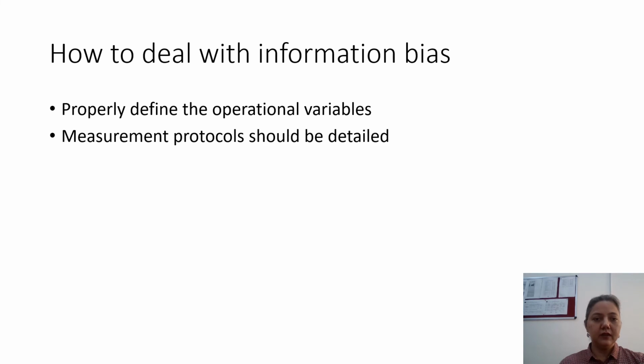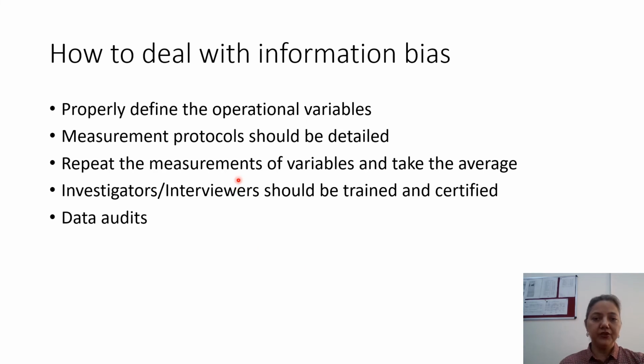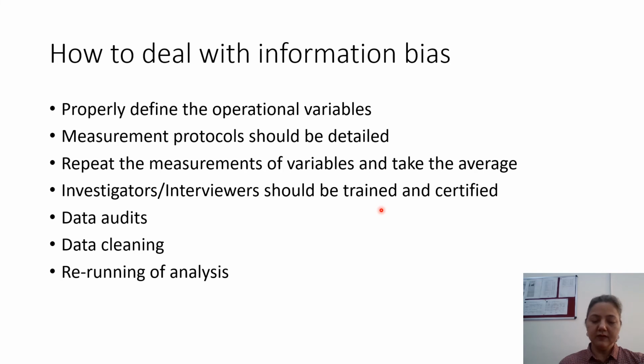Now, how to deal with it? We should properly define the operational variables, and the measurement protocols should be available in detail, so that while taking any variable there should be no confusion to the investigator. Similarly, we can go for repeated measurement of the key variables and then take an average of the values. Similarly, for the ones who are involved in the study, their training and certification is a must. We can go for data audits, data cleaning, and we can rerun the analysis before we go for publication of the results to avoid any information bias.